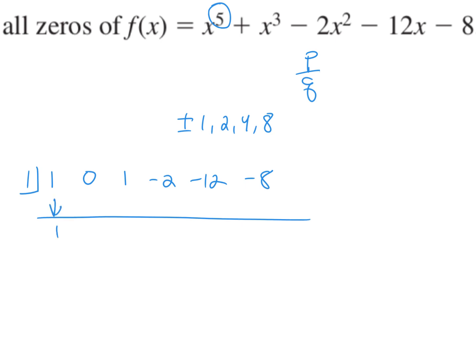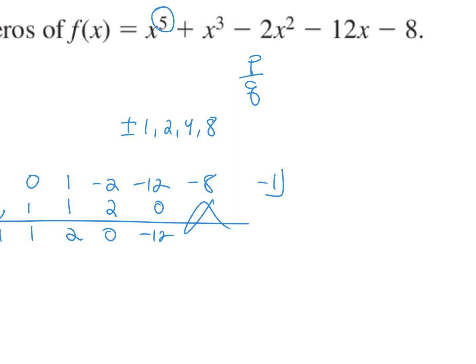So 1 times 1 is 1. 0 plus 1 is 1. 1 times 1 is 1. 1 plus 1 is 2. 2 times 1 is 2. Negative 2 plus 2 is 0. 0 times 1 is 0. When I add this down, is this going to give me a remainder of 0? No. So go ahead and try something else.